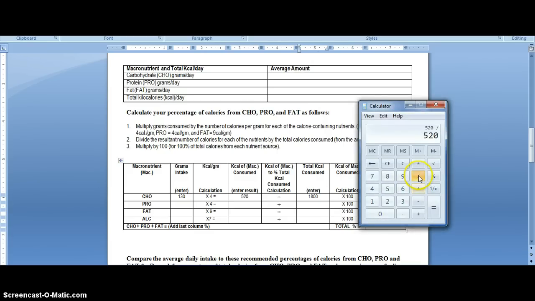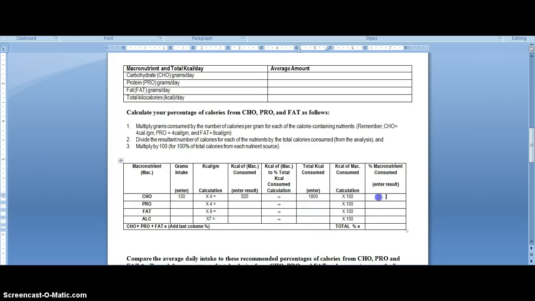So 520 divided by 1,800 times 100, and my answer is 28.9%, and I enter in my information.